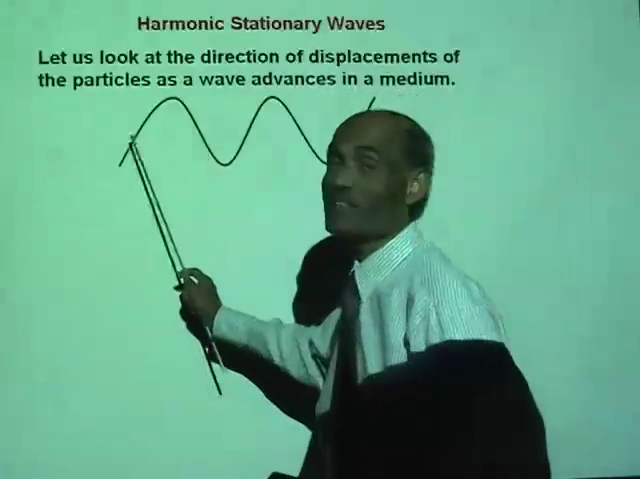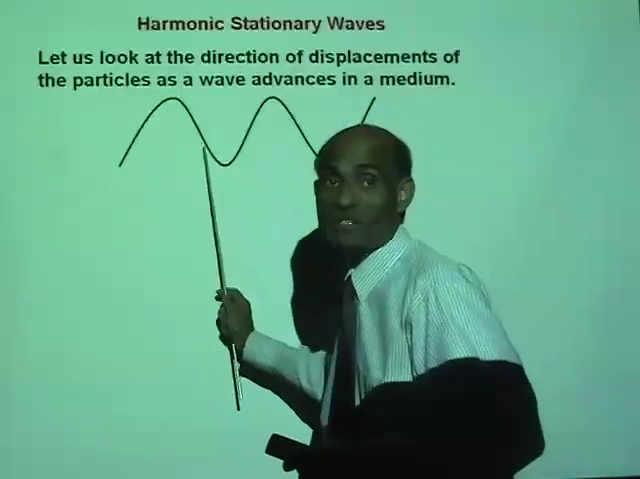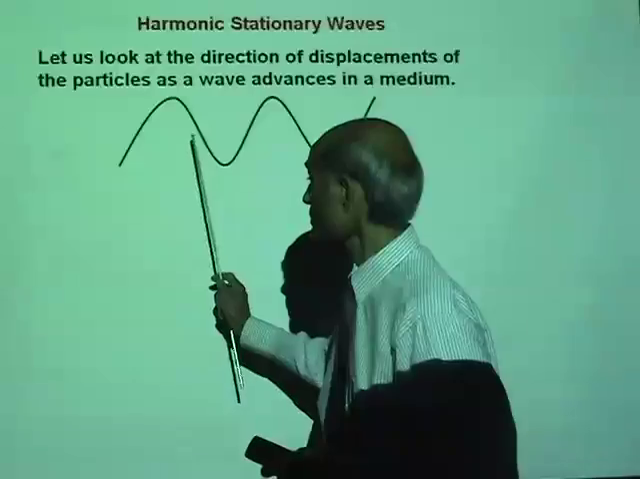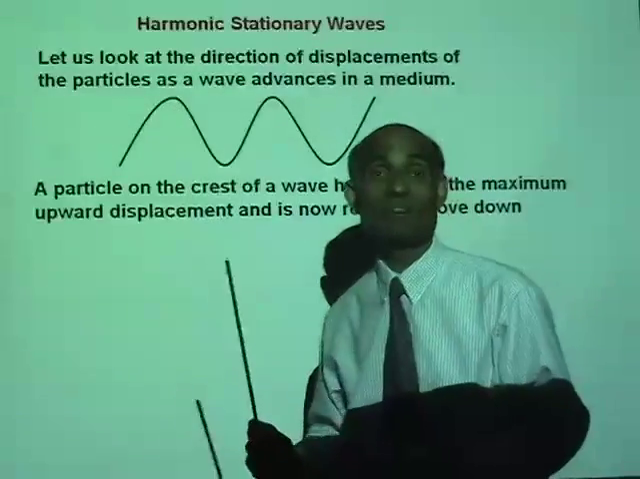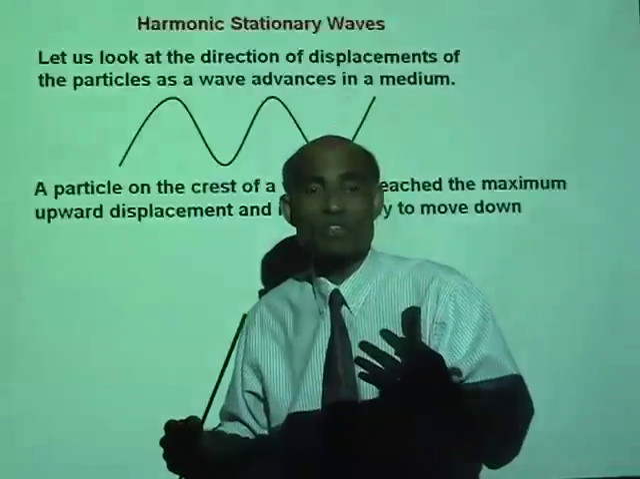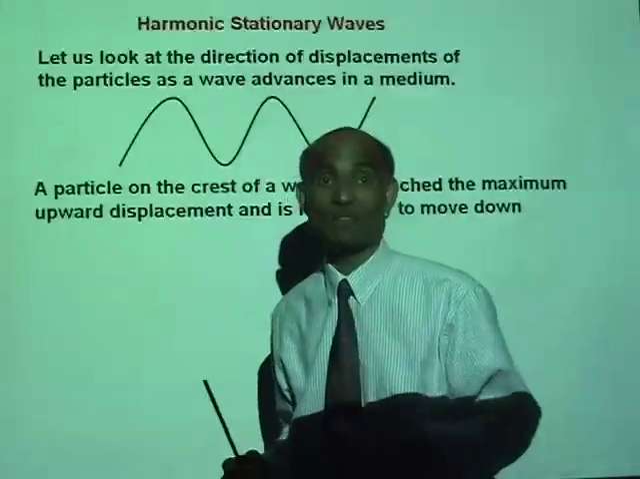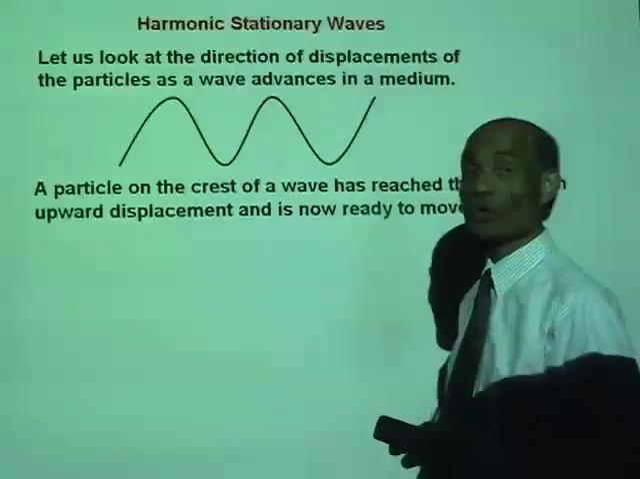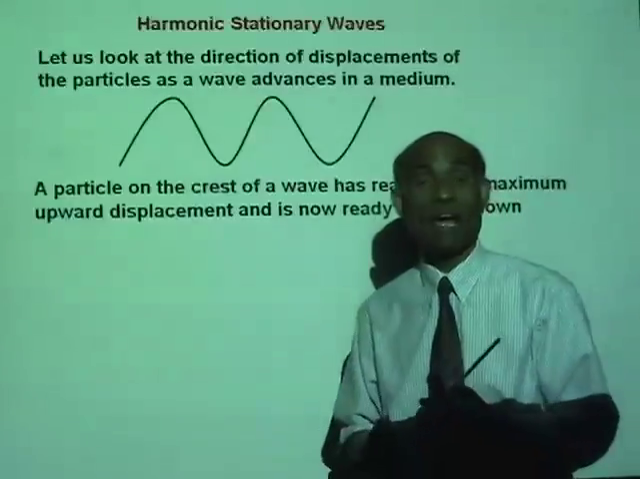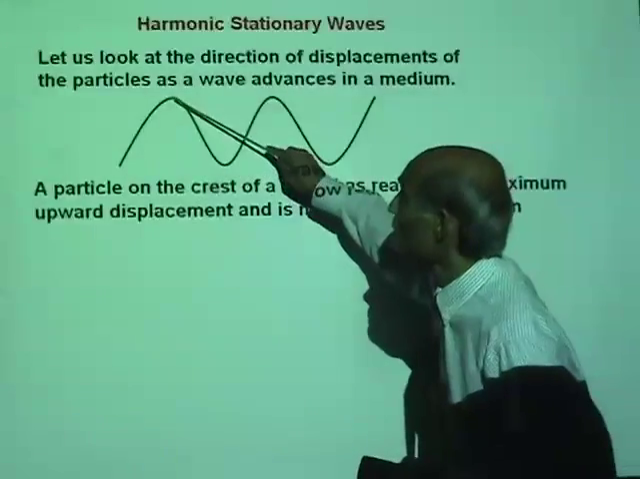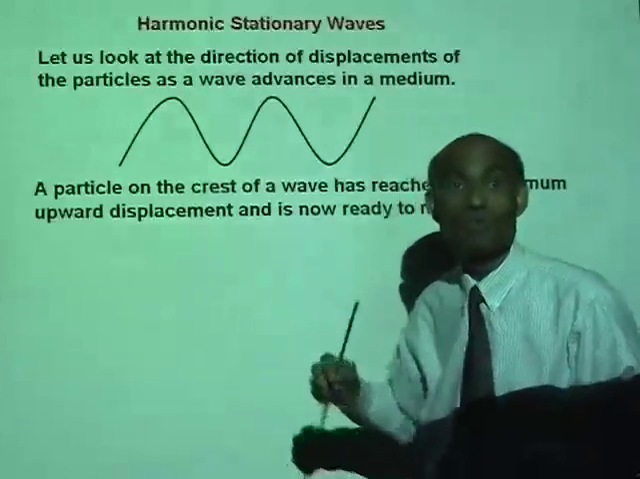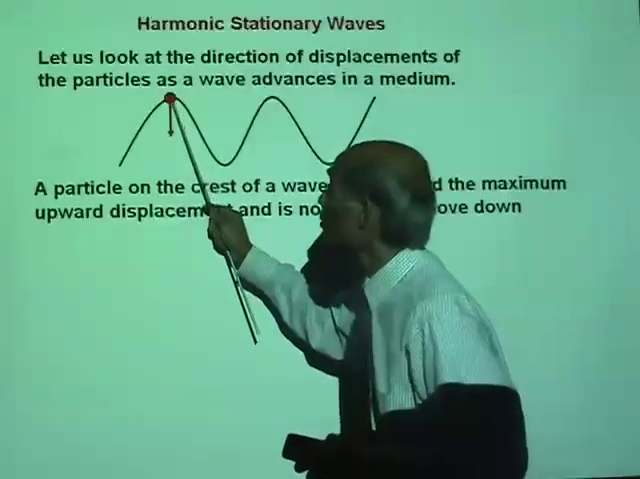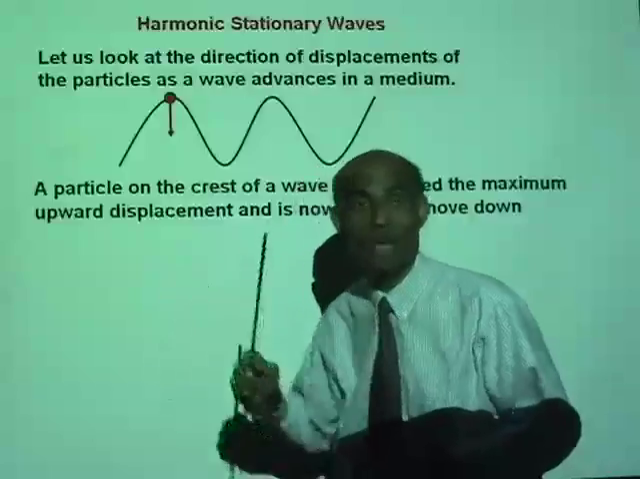Now, if you look at a wave on a crest and a trough, if a particle is on the crest of a wave, tell me, what is the direction of motion of that particle? A particle on the crest of a wave has actually reached the peak and now it is beginning to move down.